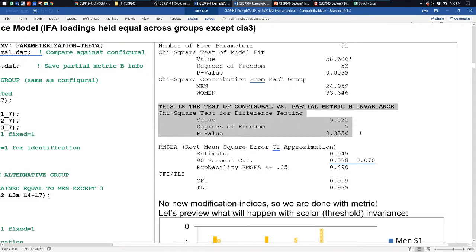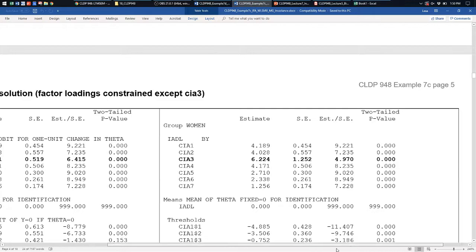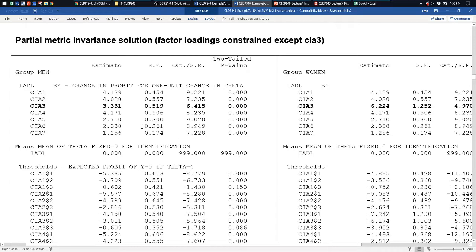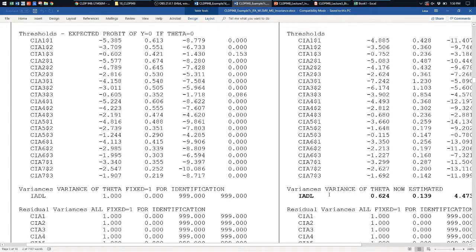So now, with 5 degrees of freedom instead of 6, after freeing that loading, it is more non-significant, if I can say that, and there's no individual loadings identified as problematic, so I feel like I'm done. So what happened then, if we look at the output from this metric B model, which I would call partial metric invariance, is that all of the loadings are the same across groups, with the exception of 3, which is almost twice as big in the women. But the variance of the women is much smaller than it is in men. It's estimated at 0.6 relative to 1.